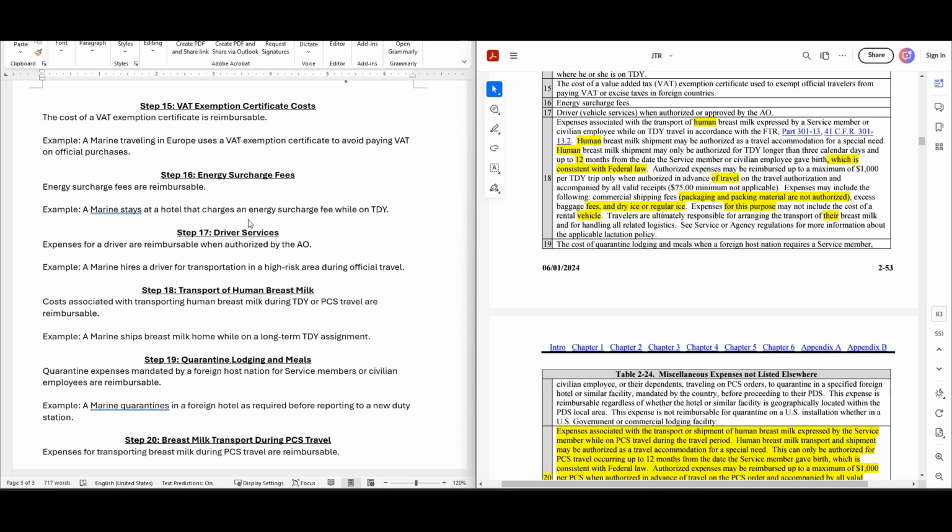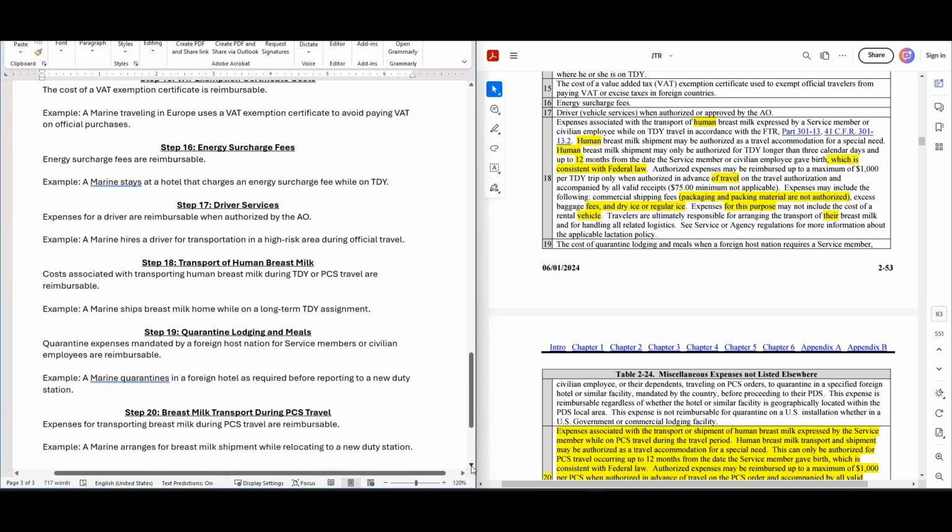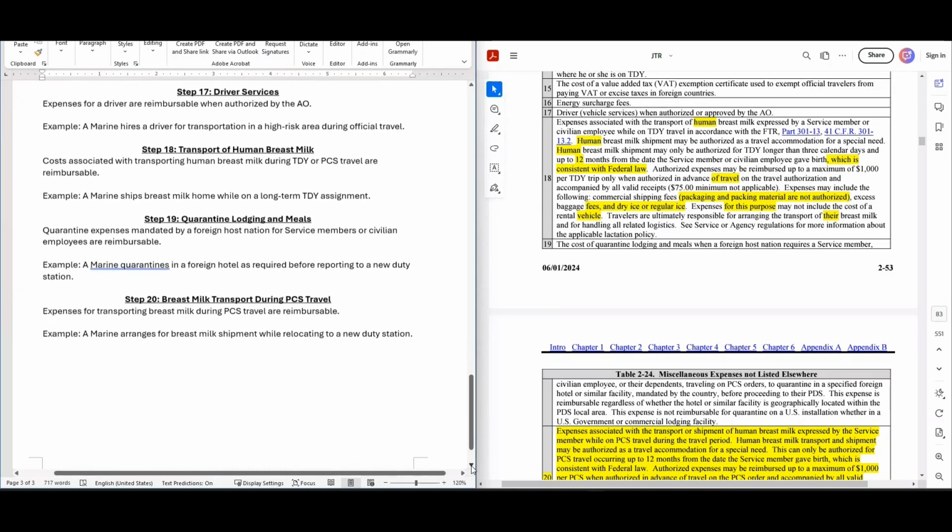The driver vehicle services, when authorized or approved by the AO. For example, a Marine hires a driver for transportation in a high risk area during official travel that is not contracted out, so it's an actual cost to that individual. They would be able to be reimbursed by the AO, but usually these are in the prior planning. You would have had that already identified on the front end, and that should have been done on your authorization. Okay, now we're going to get into some of the last few ones because we're only coming down to 20. 18.